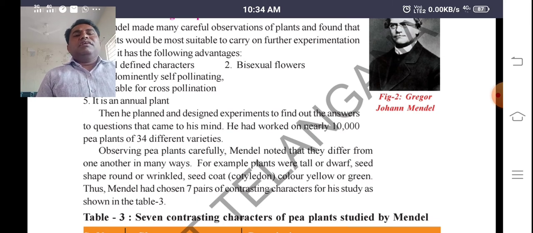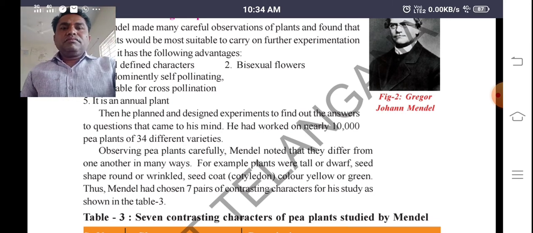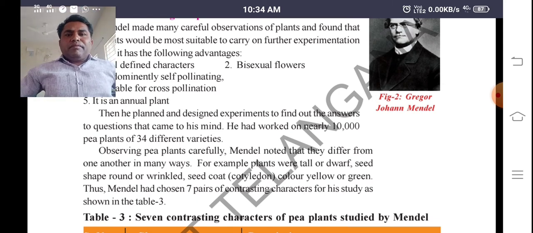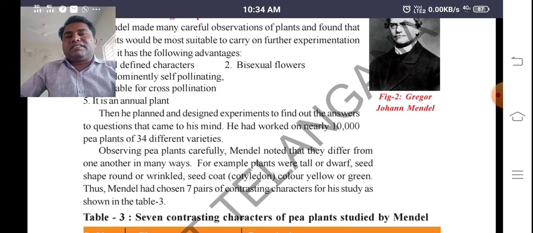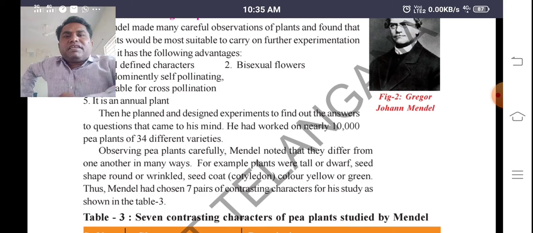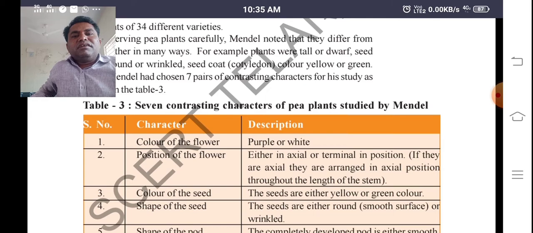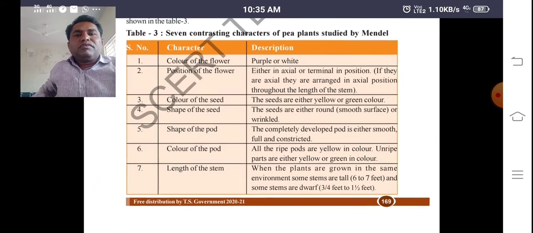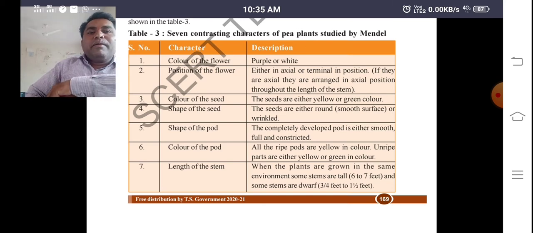Mendel has taken that and mainly identified 7 main contrasting characteristics. These contrasting characteristics are mainly 7. Let us go through these 7. Why? Because it is most important and in competitive exams also. So once have a glance at what he has taken: 7 contrasting characteristics of pea plants studied by Mendel.